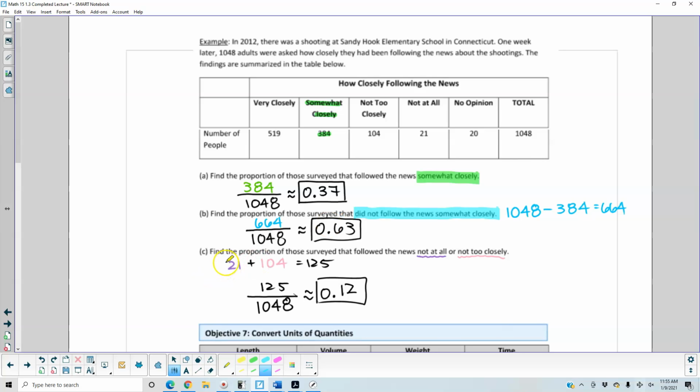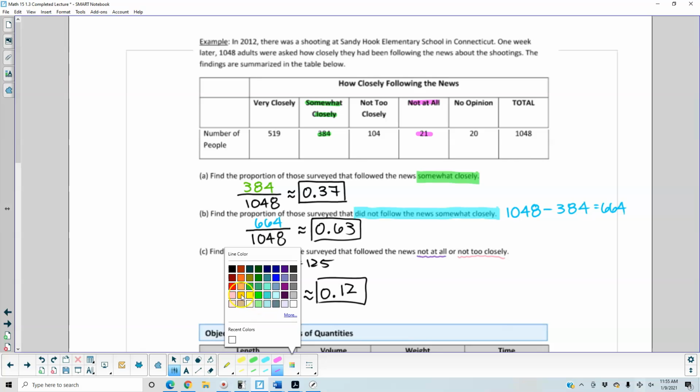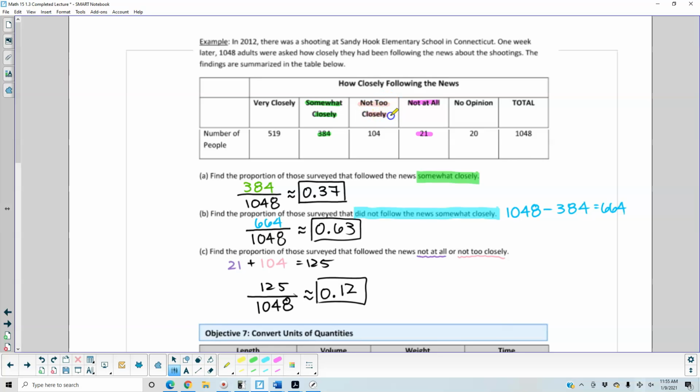And then for part C, it says find the proportion of those surveyed that followed the news not at all or not too closely. So if we look at not at all, we can see here that we got a number of 21. And then we want to find out also the number that are not too closely, and that is 104. So we're going to add those together because it says or, so 21 plus 104 is equal to 125. 125 divided by 1,048 gives us approximately 0.12, or if you want to write that as a percent, it would be 12%.